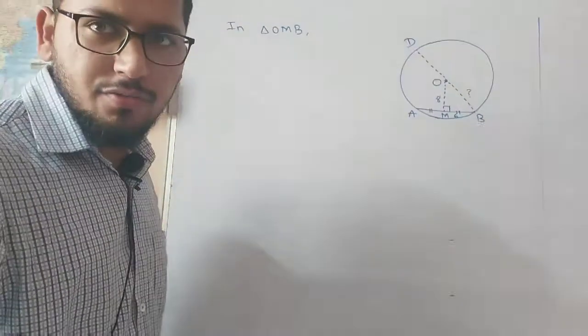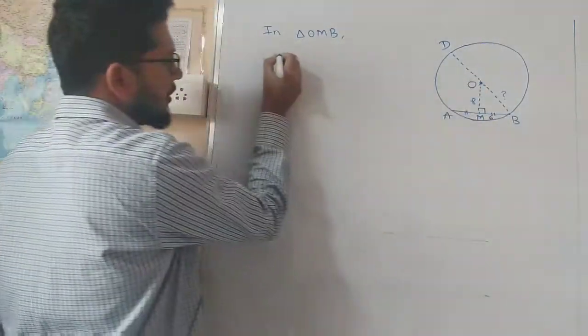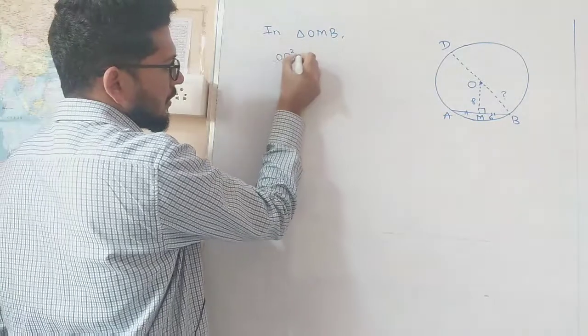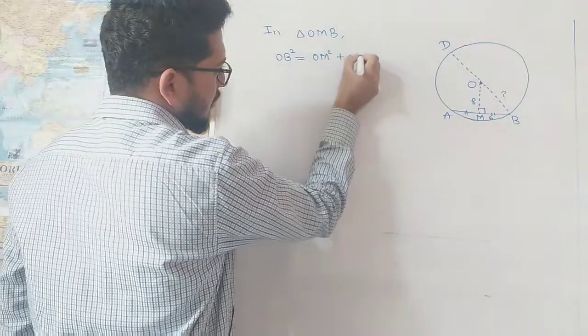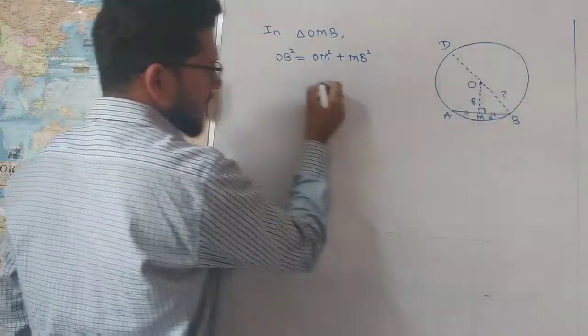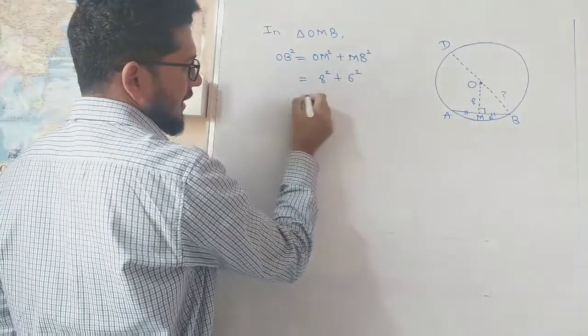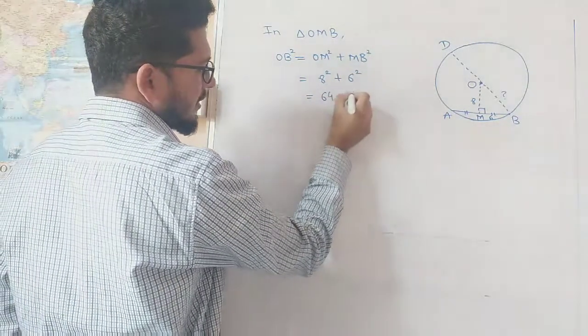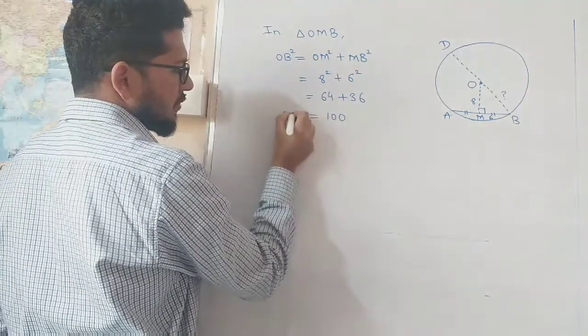So first of all we will use the Pythagoras theorem. In triangle OMB we'll use OB square is equal to OM square plus MB square. OM is 8 square, MB is 6 square. 8 square is 64, 6 square is 36. 64 plus 36 is 100. So OB square is 100.